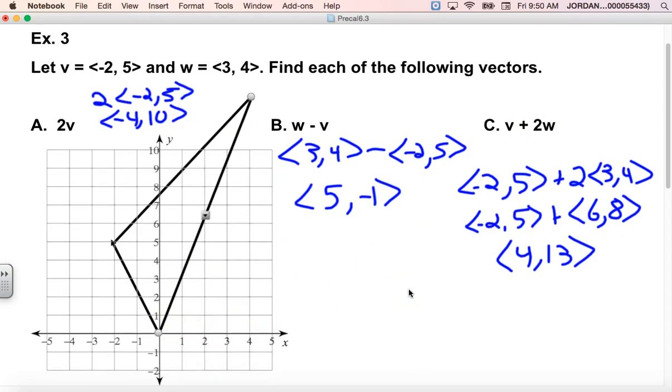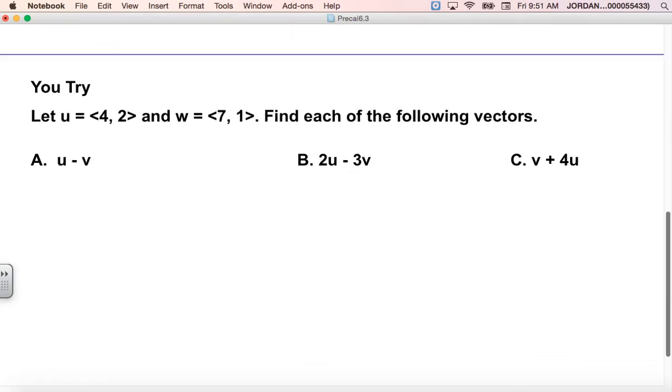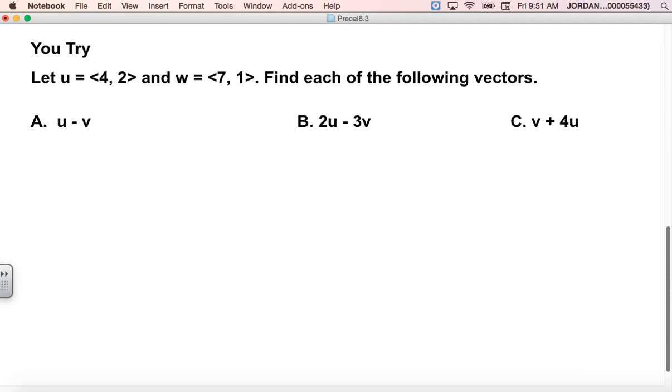So that's kind of how you can do vectors when you're doing them on a graph, geometrically or algebraically. Algebraically is very simple, but you might have to understand doing them geometrically. So down here, practice doing them algebraically, and then we'll go over it.